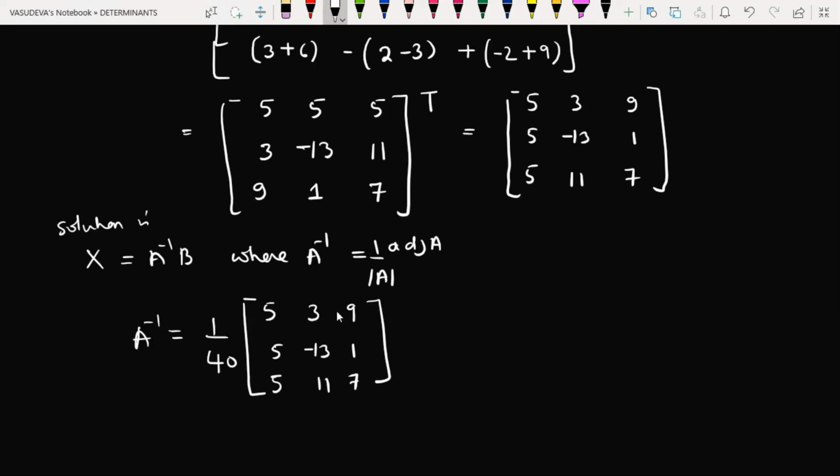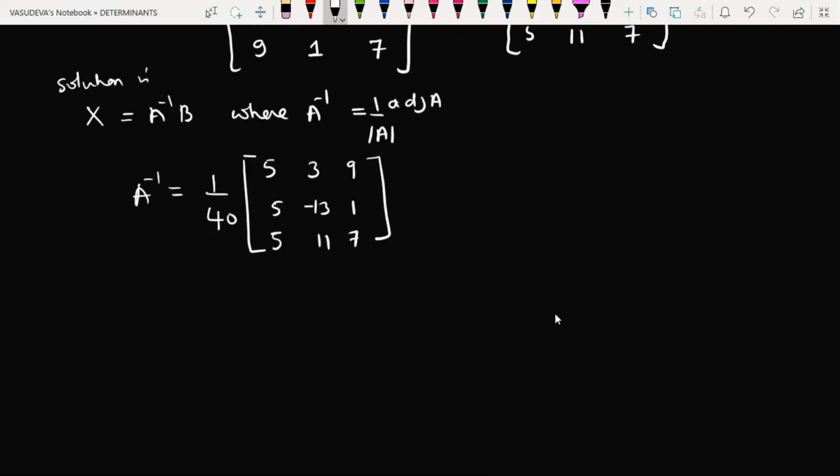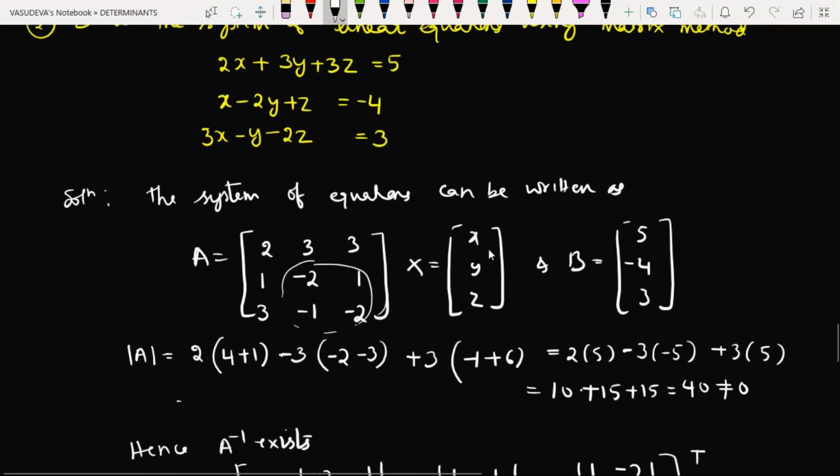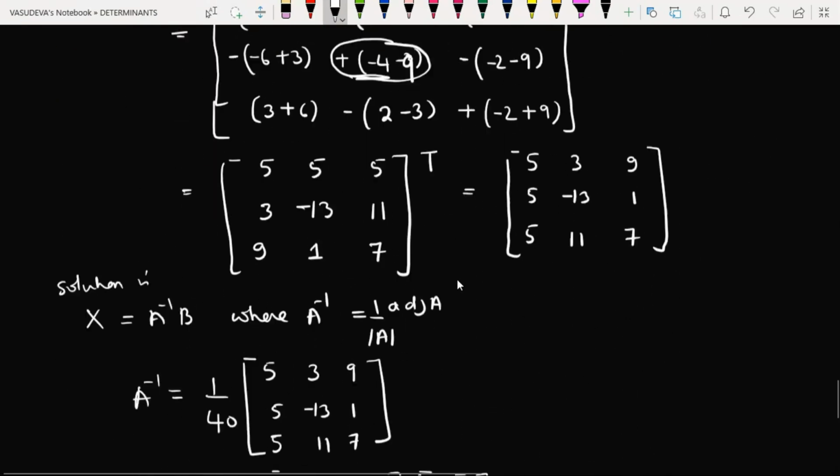Now x is equal to A inverse B. X is equal to A inverse B gives, so that is 1 by 40 into 5, 3, 9, 5 minus 13, 1, 5, 11, 7 into matrix B as 5 minus 4, 3. This is the matrix of constants. So what we have in the problem? In the problem we have the constants as 5 minus 4, 3.